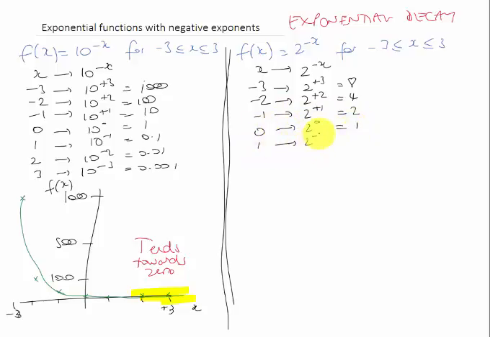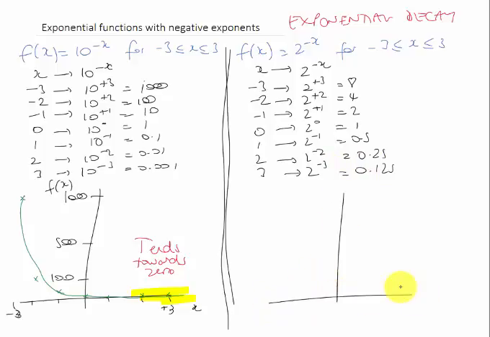1 gives us 2 to the power minus 1, so that's 0.5, a half. 2 gives us 2 to the power minus 2, which is 1 over 4, or 0.25. And finally, 3 gives us 2 to the power minus 3, which is 1 over 8, or 0.125. Let's draw these on a graph.